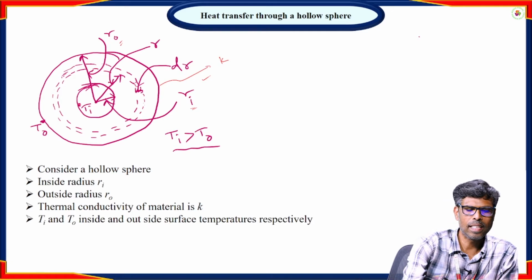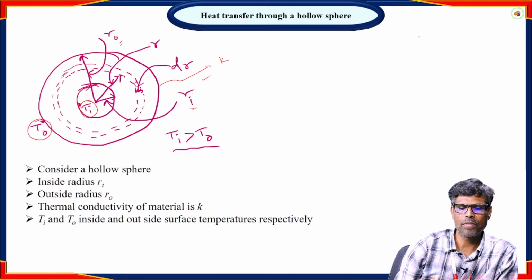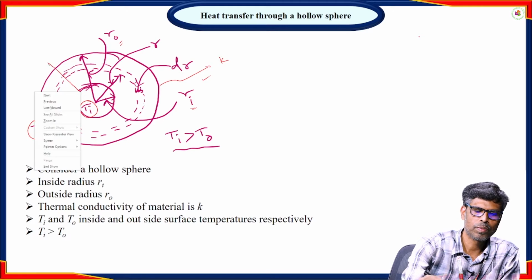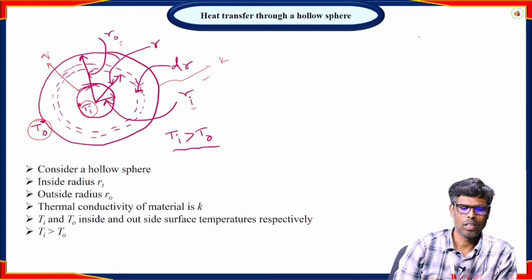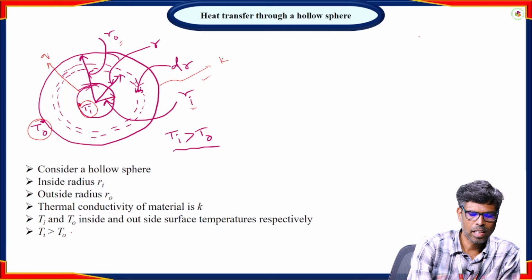Ti is the inside surface temperature of the Hollow sphere. To is the outside surface temperature of the Hollow sphere. Here heat transfer is occurring from the inside surface of the Hollow sphere to the outside surface in the direction of R. So Ti is greater than To.